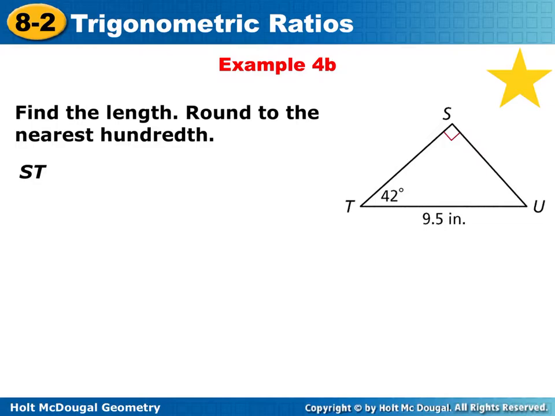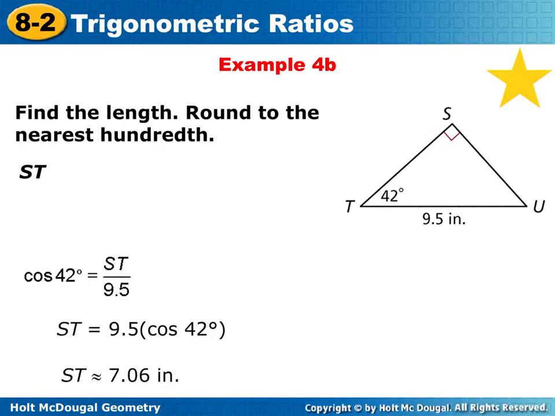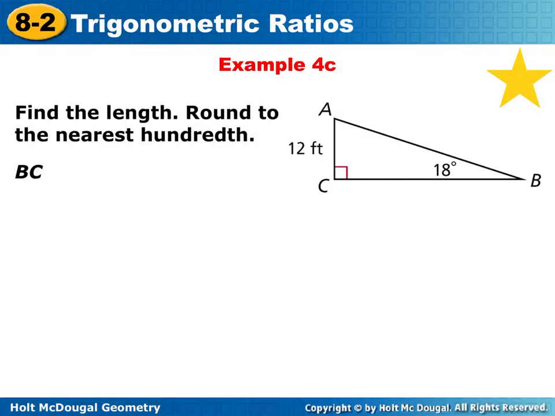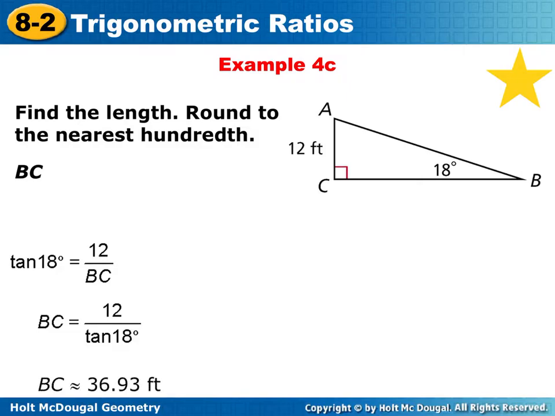Okay, hopefully you had a minute to do this one. Here's the answer to that. We're looking at cosine and 7.06. For C, you're looking for the opposite and then you're looking for the adjacent one. So opposite over adjacent, so tangent in this one. There you go. Hopefully you got that answer.